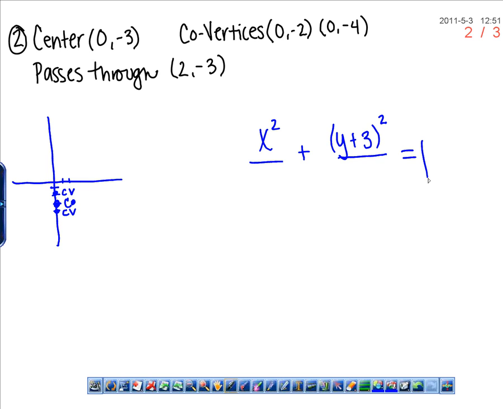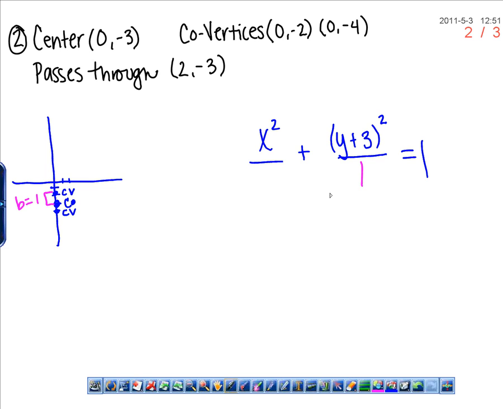Yeah, the b squared. What is b? B is going to be 1 because we know that this distance is 1. So b equals 1, which means b squared equals 1. And where is that going to go? Under the y's, because we counted up 1 and down 1. So it's got to be under the y's.